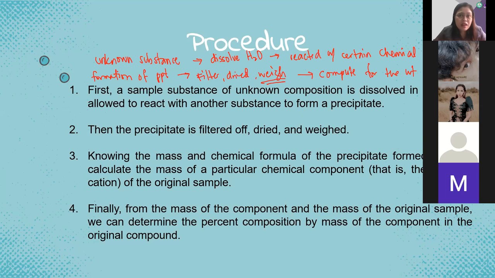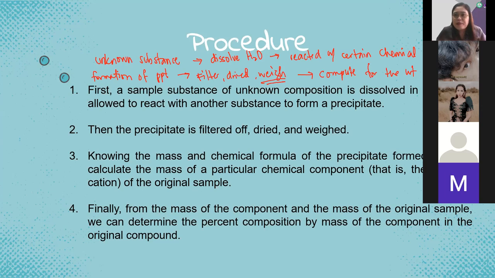Kaya si gravimetric analysis class is actually a technique used to determine first, the amount of the substance, and second, the identity of that unknown substance. So meron tayong ginagawa sa lab, ha? Kaya baka magtaka kayo, paano kaya nila na-discover itong mga different chemical substances natin? Meron tayong mga ginagawa na process. Isa na dyan si gravimetric analysis.